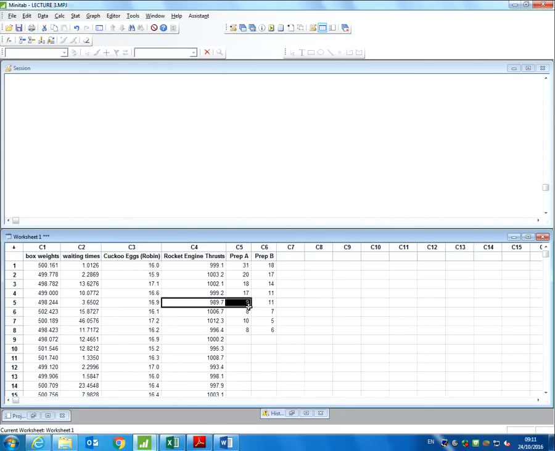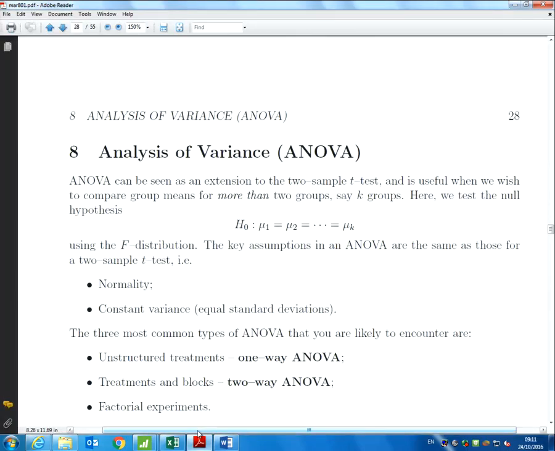Now, the next new topic that we're going to look at is called ANOVA. But I can promise you that this new topic, ANOVA, you will find it very, very simple as long as you're comfortable with hypothesis tests. Okay?